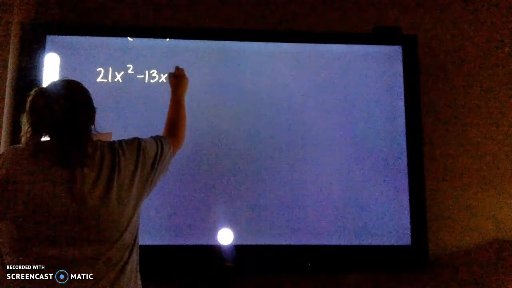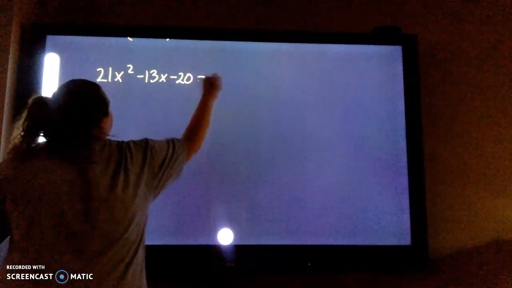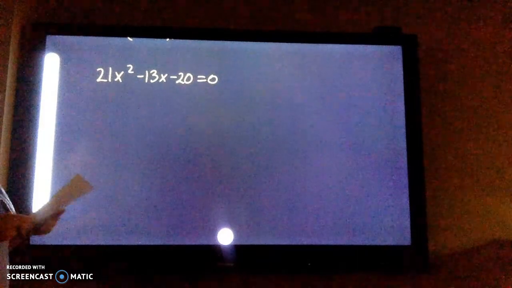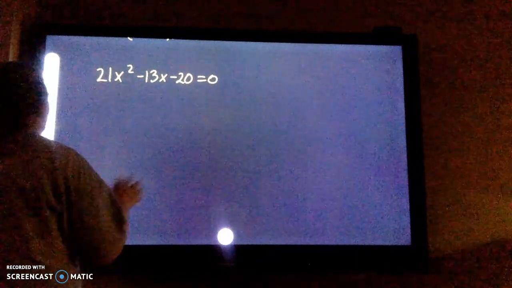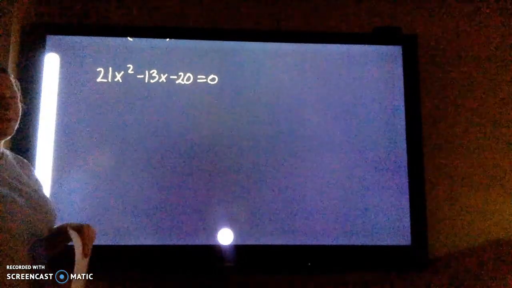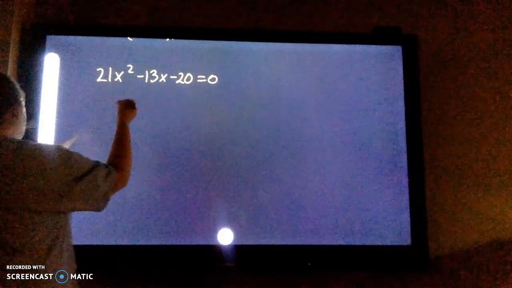So this next example, yellow still, is 21x squared minus 13x minus 20. I'm going to set it equal to 0 because I know I'm going to have to solve it. Okay, we can go ahead and do the quadratic formula. I'm going to let you work through the quadratic formula on your own. I'm just going to go ahead and work, so pause the video, work through it, and then come back and check my solution.